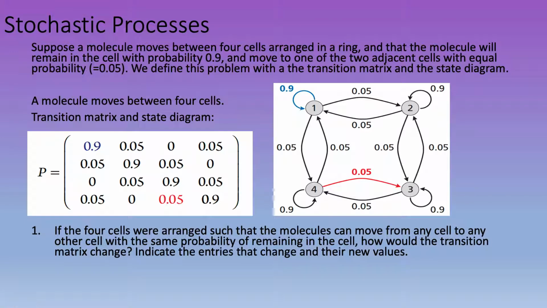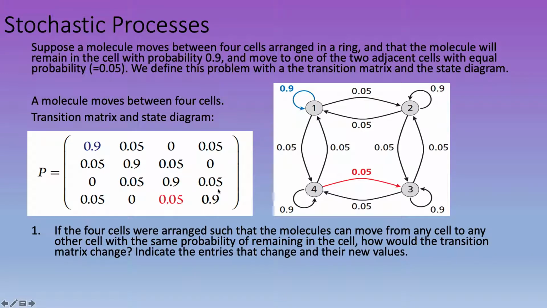Now suppose we have the 4 cells arranged such that a molecule can move from any cell to any other cell with the same probability of remaining in the cell. How would this transition matrix change? What would indicate that change? How would we make a change to this matrix?